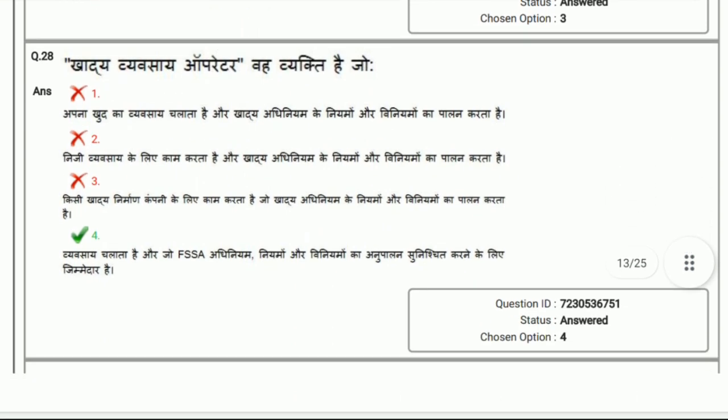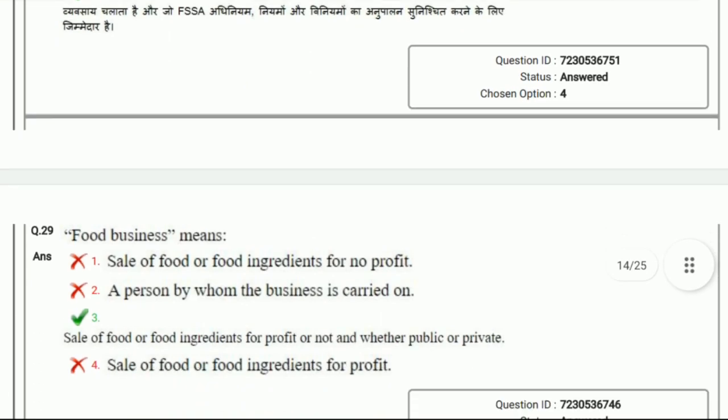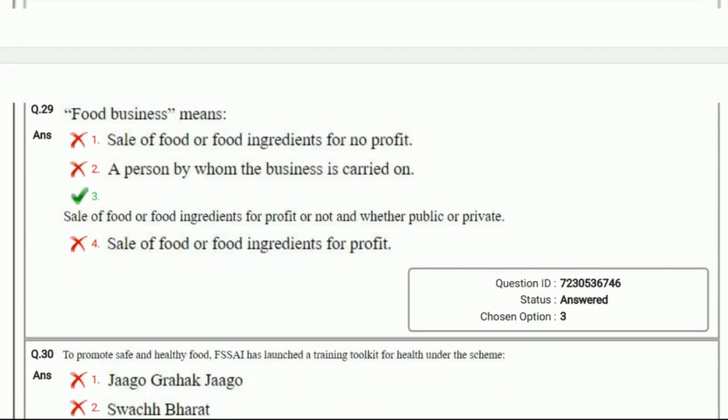Next question, FBO, that is food business operator is. Who is the food business operator? So a food business operator is the one who runs a food business under the FSSA Act according to the rules and regulations which were being made by FSSAI under FSSA Act 2006. So the answer is option 4. Next question, food business means. So the food business means sale of food or food ingredients for the profit or not, and whether public or private. So this is the definition of food business.